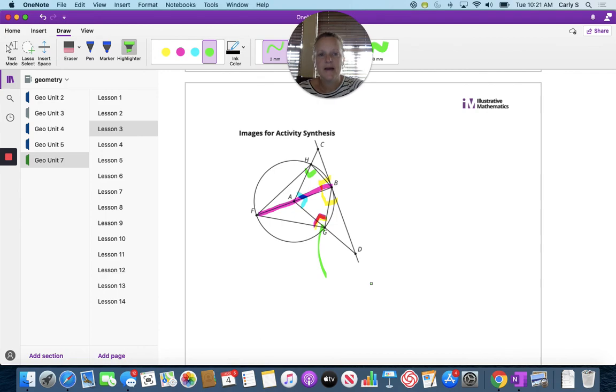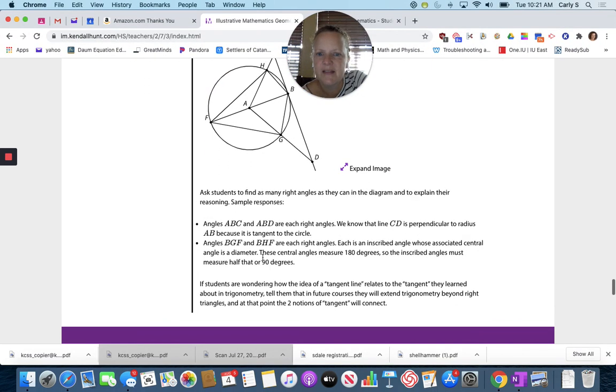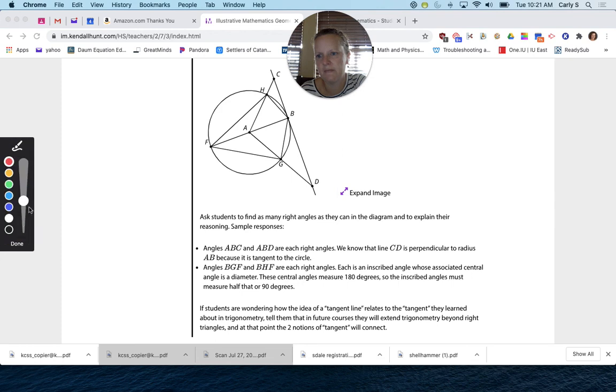I think that's it. Let's go check the answer key because that's fun. Let's see, ABC. Yep, we got ABC and ABD. ABC is right here. Okay, ABC and ABD are right here. These are going to disappear though, right? We know that CD is perpendicular. Yep, because CD is a tangent to the radius.